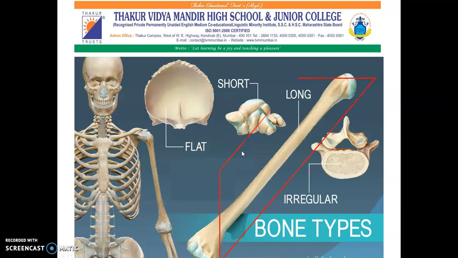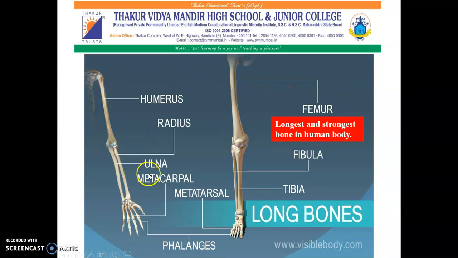Then come long bones. You can see over here various long bones are present in the arm as well as the leg portion of the human body. Different bones have different names: humerus, radius, ulna, then metacarpal, metatarsal, tibia, fibula, femur, etc. So these are long bones. They are long in structure. And the femur bone is the longest and the strongest bone in the human body.